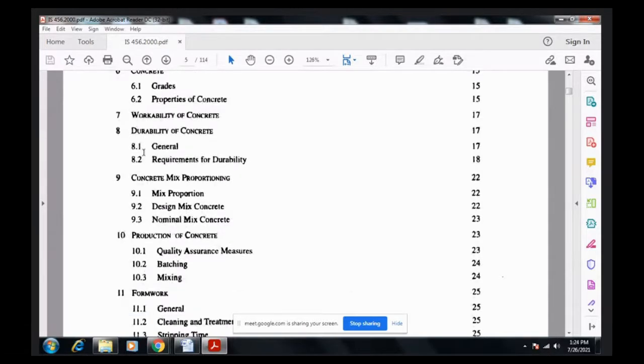Now, if your workability and compaction, everything is good, then you can expect durable concrete. That means aggressive agents from the environment will not be able to penetrate the concrete and disturb the interface between the particles.